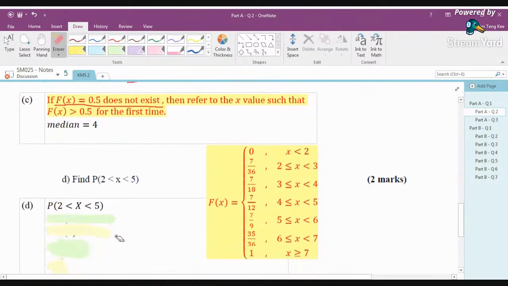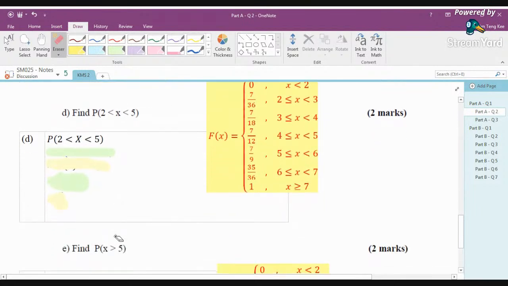Next, D. We want to find the probability for P, 2 less than X less than 5. And please take note, there is a small correction to the writing here. By right, this is capital letter X. Okay. So, how to get this answer here?